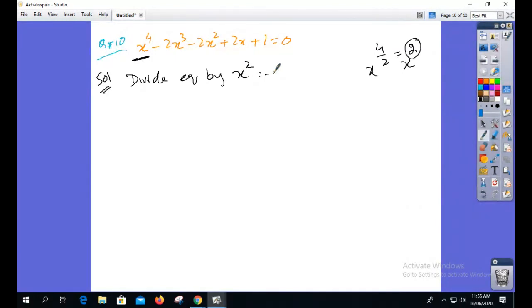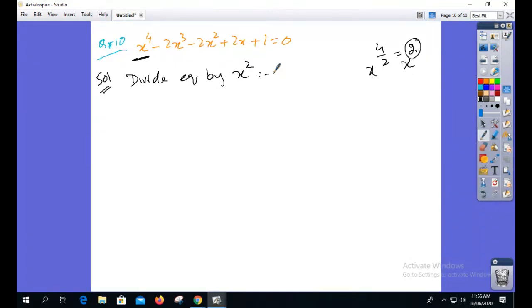Yes, sir. The question is x power 4 minus 2x cube minus 2x square plus 2x plus 1. It's a reciprocal equation. How to solve such type of reciprocal equation? We divide by x square, then we solve it. It's clear to everyone? Okay. There is no problem.